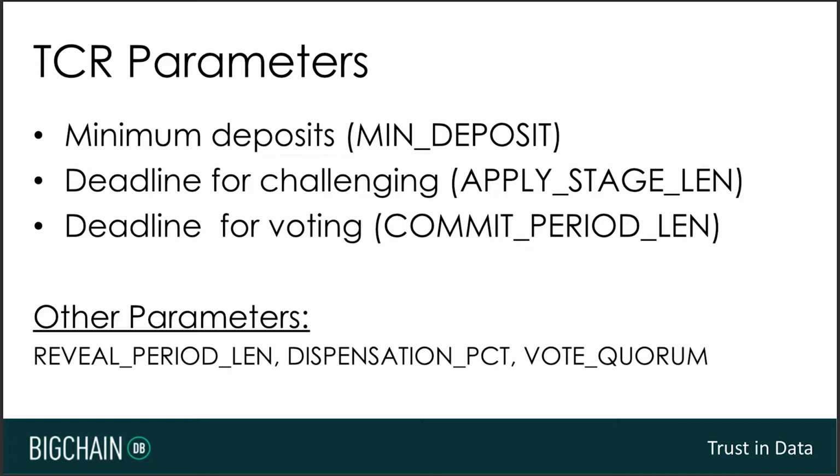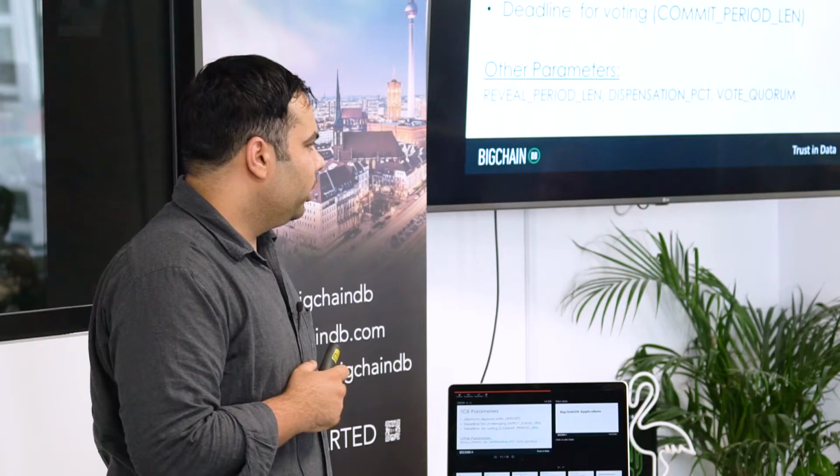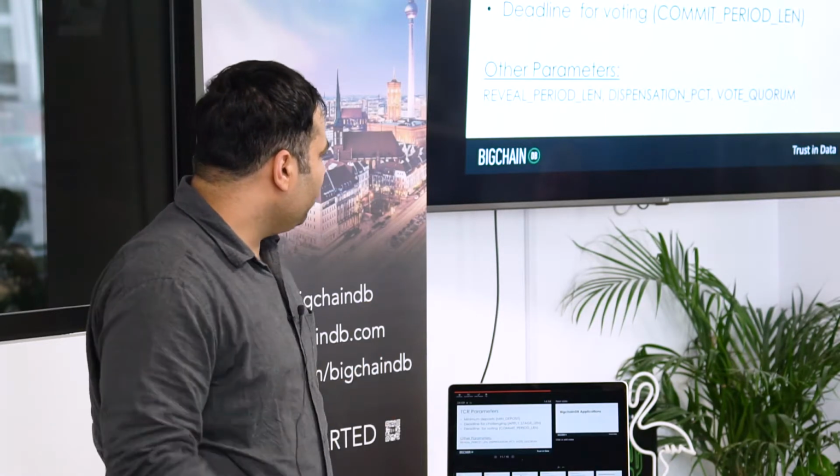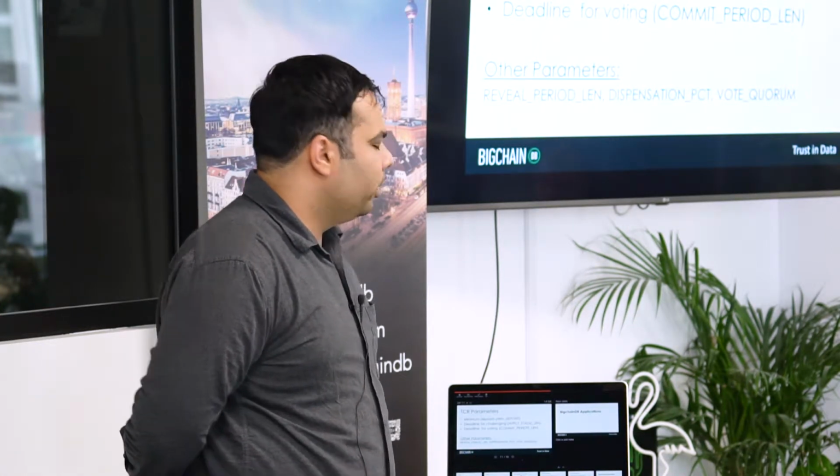You have primarily a deadline for challenging. If you are in the state where you have proposed something, then there is a deadline in block heights or epoch time, before which somebody should challenge it, otherwise it becomes automatically whitelisted because there have been no challenges. And then there is a deadline for voting, where if a challenge comes into the picture, then the community needs to vote. This deadline, the commit period length, is where you will be voting and making sure that your opinion is communicated to the proposal. And that's how the overall dynamics of voting and challenging and deposits will work.